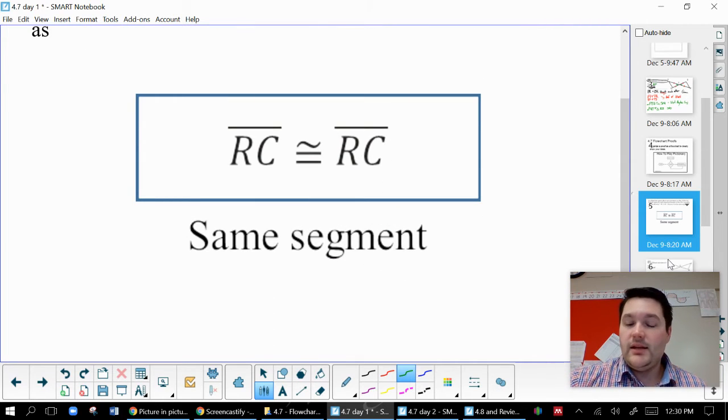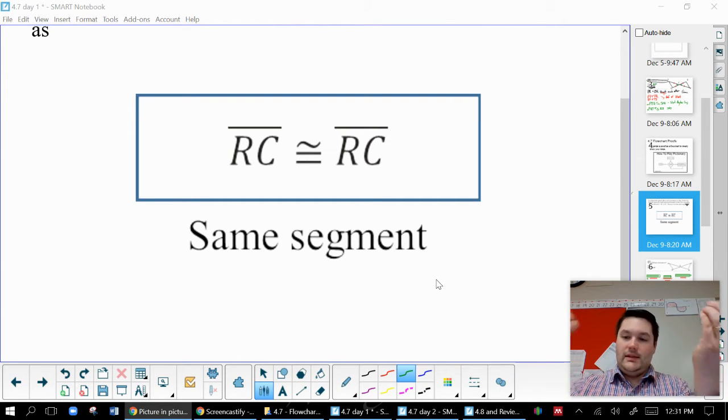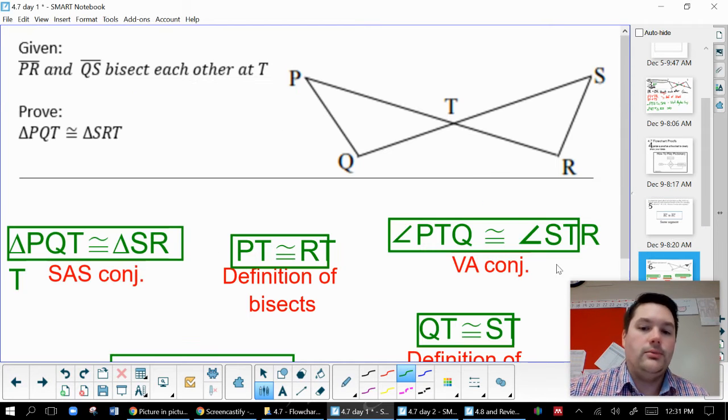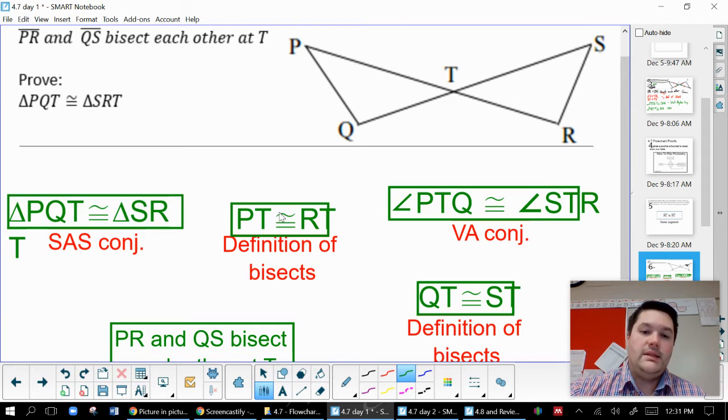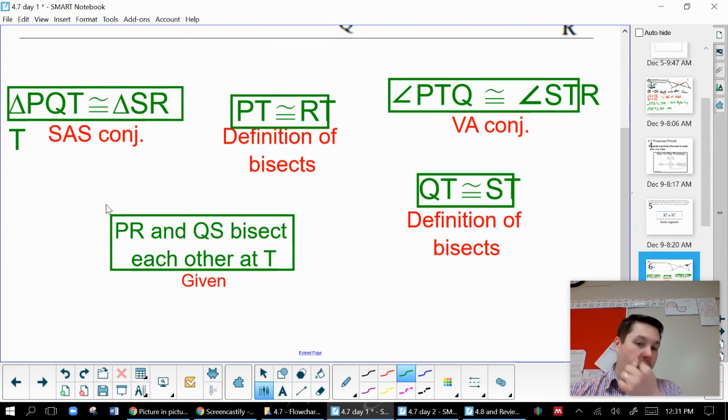The big difference then is the logical flow of our proof is going to be shown with arrows between them. This kind of idea of a cause and effect, basically. If one fact leads us to another fact, it has an arrow going from one to the other. So here we've got the exact same proof that we just did, along with the exact same steps. So we've got PT is congruent to RT, definition of bisects. QT is congruent to ST, definition of bisects. We've got our given, we've got our vertical angles, and we've got our triangle conjecture.